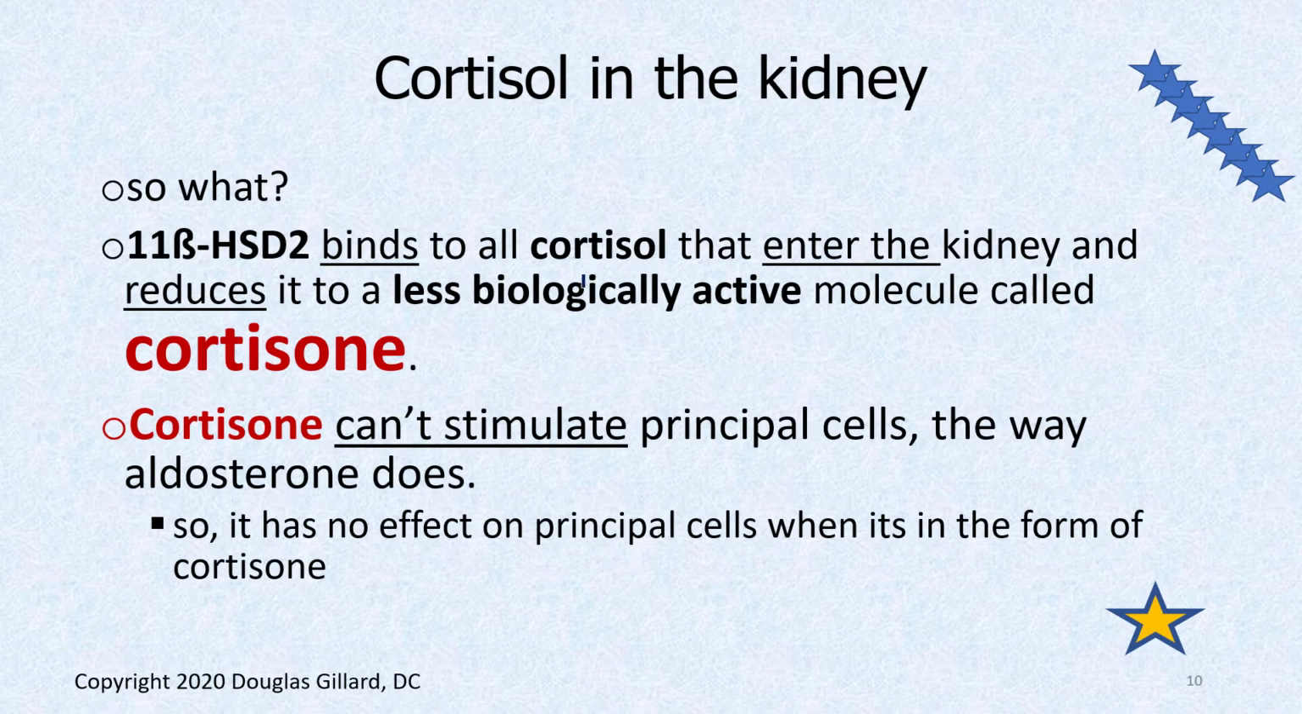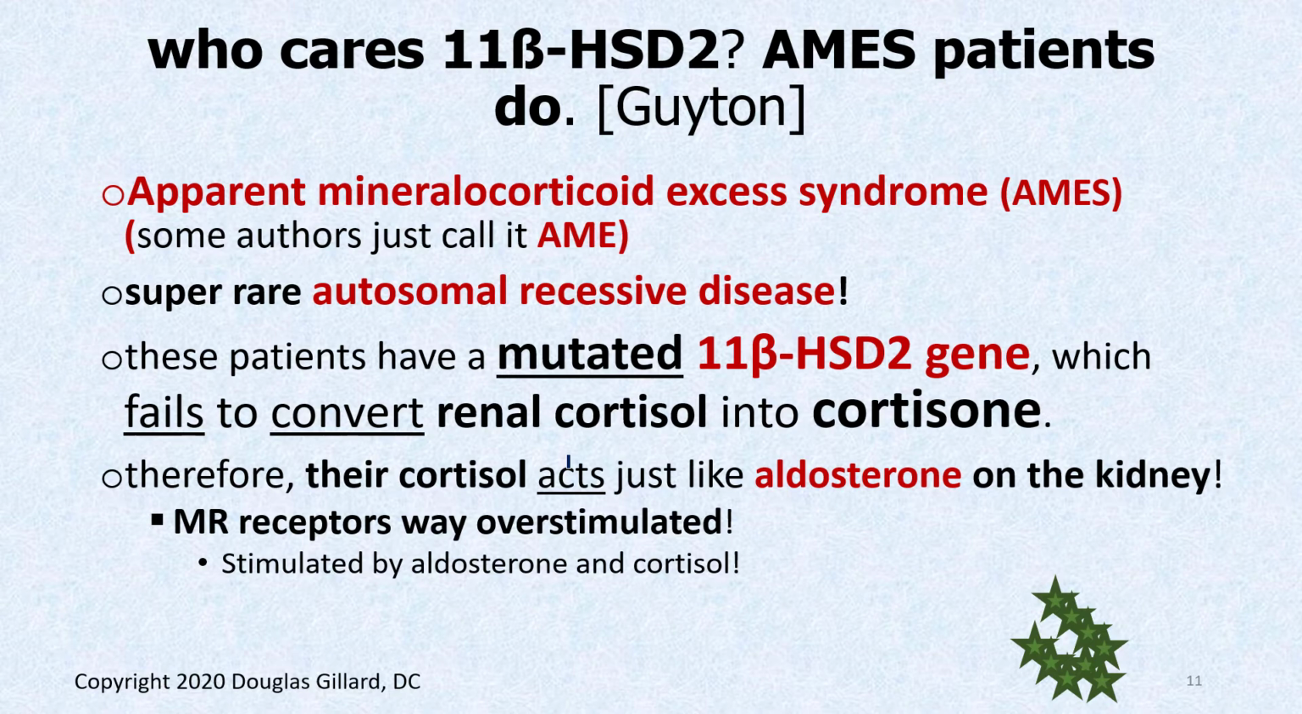What does it do? Well, it grabs cortisol that comes into the kidney and comes near the principal cells. It grabs it and turns it into a different molecule. In fact, it turns it into something called cortisone. And cortisone is much less biologically active, especially in the kidney. It doesn't do anything in the kidney. It can't stimulate the principal cells the way aldosterone does. So normally, cortisone can't cause the uptake of salt and water and the kicking out of hydrogen ion and potassium ion like aldosterone does. So that's a good thing.